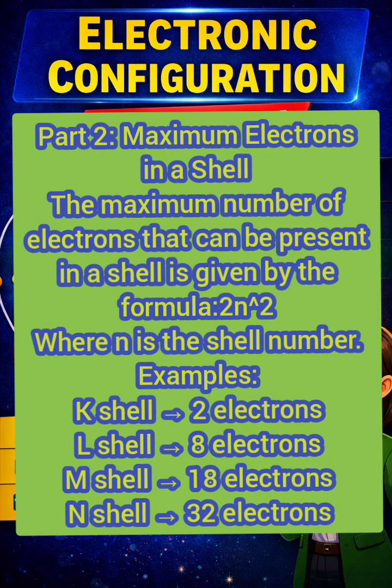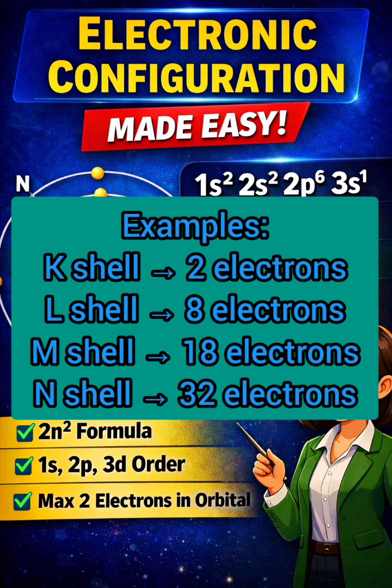Part 2, maximum electrons in a shell. The maximum number of electrons that can be present in a shell is given by the formula 2n squared, where n is the shell number. Examples: K shell, 2 electrons; L shell, 8 electrons; M shell, 18 electrons; N shell, 32 electrons.